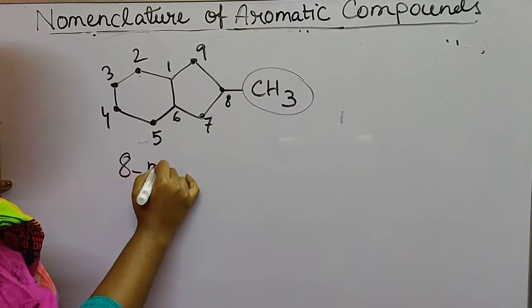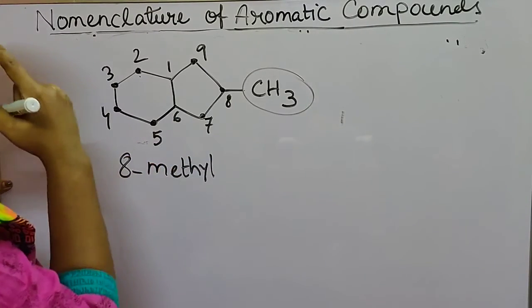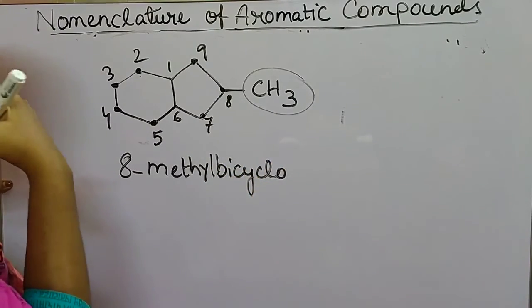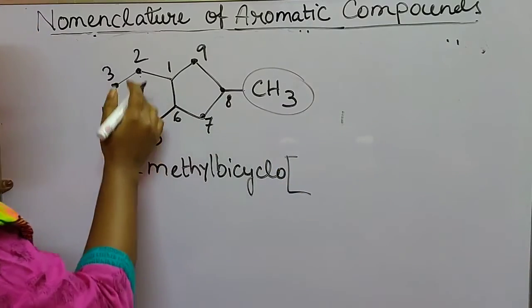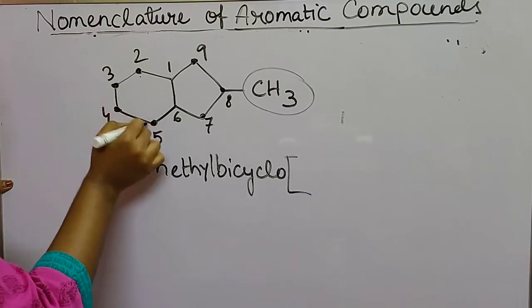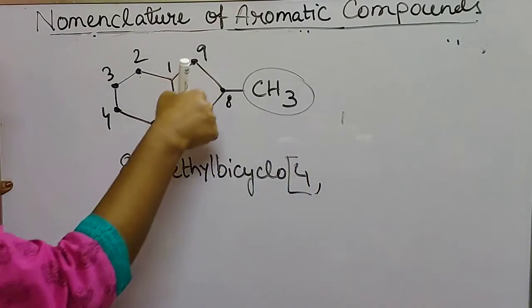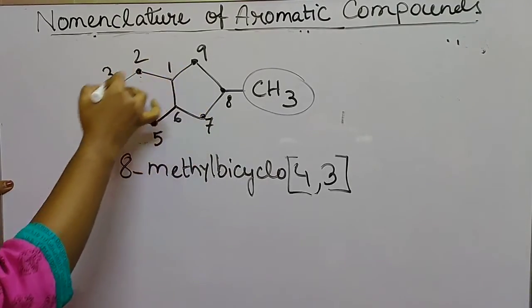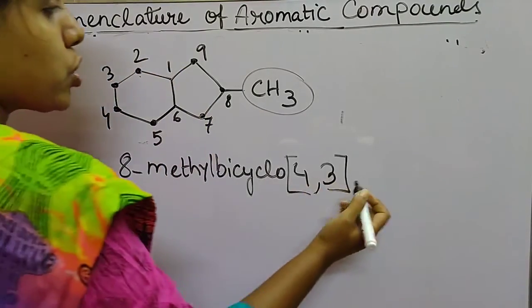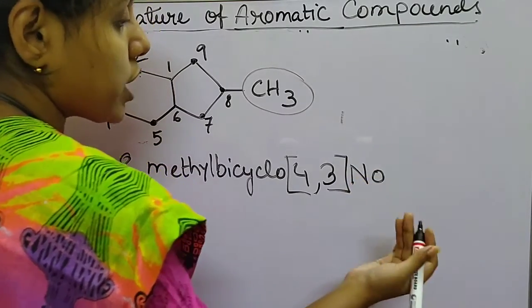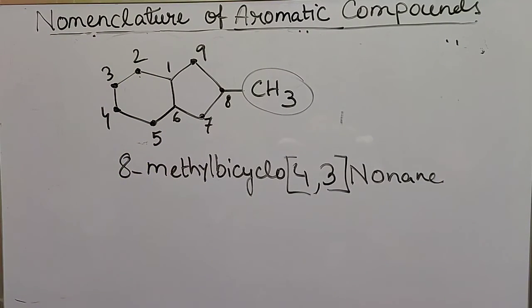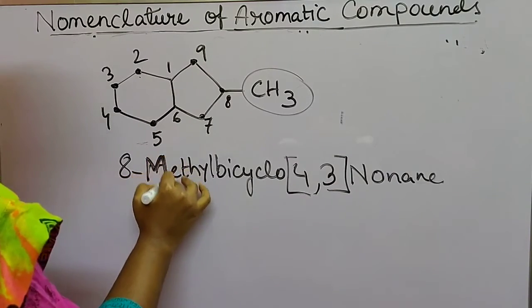So first you have to write 8-methyl, then bicyclo, this will be the common part for all of them. Then there are 2 rings. In the first ring how many carbons are there in total? 1, 2, 3, 4. 4 carbons. So 4. And in this ring there are totally 3 carbons. So 4, 3. And how many carbons are there in total in the ring? There are totally 9 carbons. So 9 means nonane, just like octane, nonane, decane. In this way the name will be 8-methyl bicyclo nonane. Okay, the starting letter should be in capital.